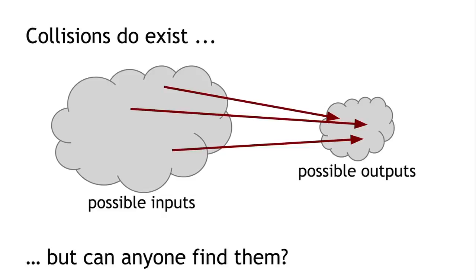The question is, are there any collisions that are findable by regular people using regular computers? Okay. Now, to make things even worse, I said that it has to be impossible to find a collision. Let me tell you how to find a collision, because there's a method that's guaranteed to work.